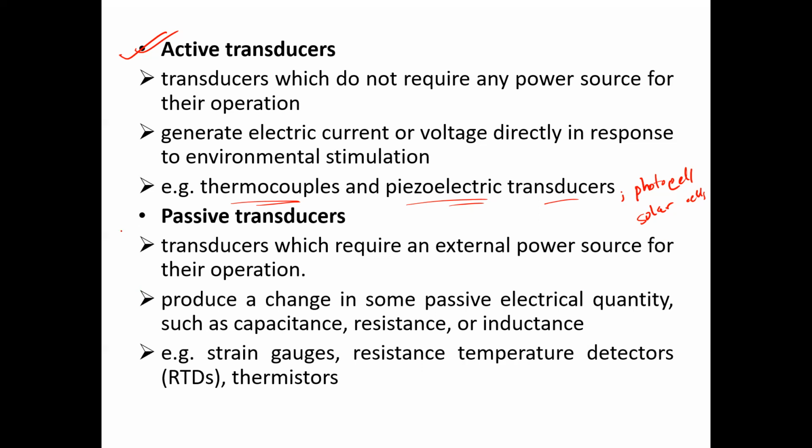Now the passive transducers are the transducers which require an external power supply. Most of the resistive, inductive, or capacitive transducers are passive transducers. They require energy in one form or another, electrical energy, to extract meaningful results from those transducers. For example, a strain gauge, which is a resistive transducer, then RTDs, resistance temperature detectors, and thermistors. All these resistive transducers require external power supply, thus they are passive transducers.